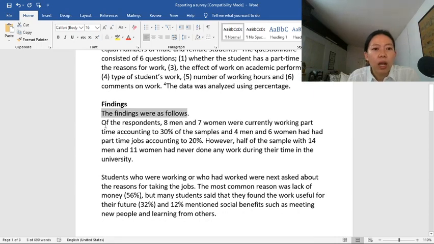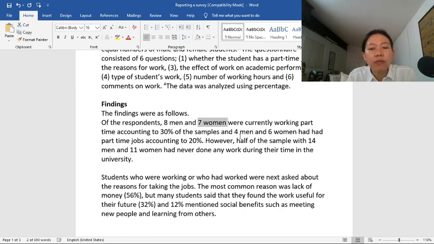For the first question, 8 men and 7 women were currently working part-time. That means these students are working right now, and this accounts for 30% of the samples. And next, 4 men and 6 women had part-time work. That means they were doing part-time work in the past, but they don't do it anymore, and this accounts for 20%.